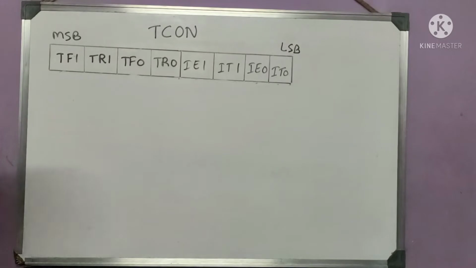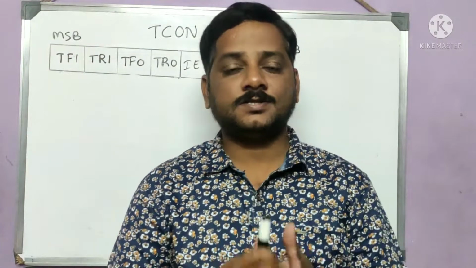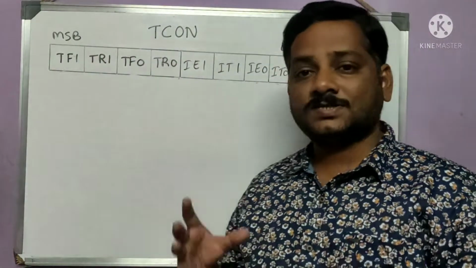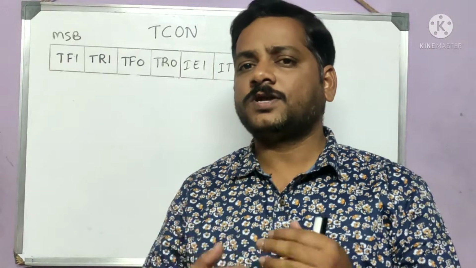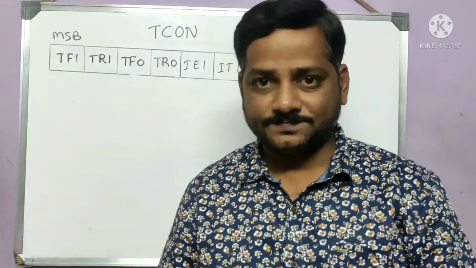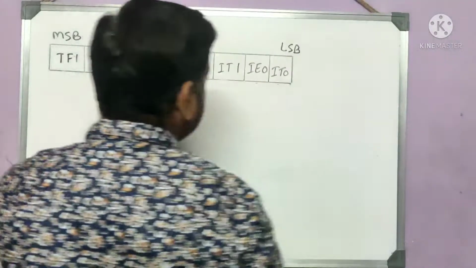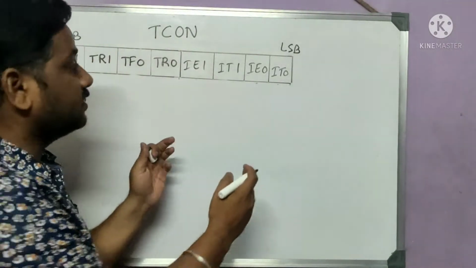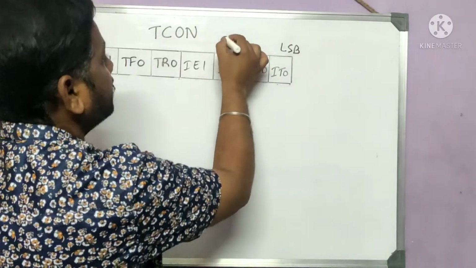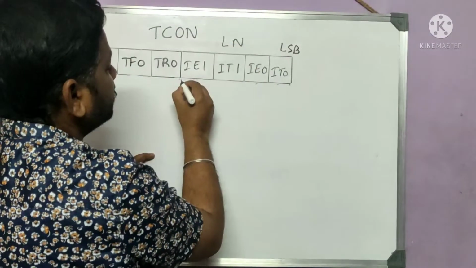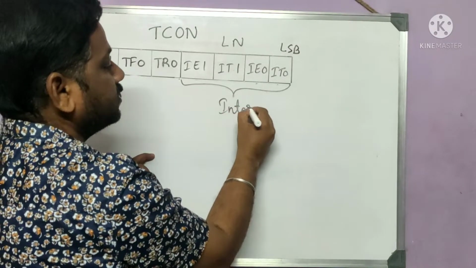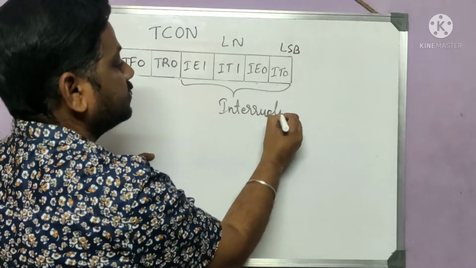So here we can see the TCON register. It's nothing but the timer control register. So here we have control over the timers. Means we can start the timer and also we can switch off the timer. So this is also an 8-bit register. As I have mentioned here, you can see the first 4 bits, that is the lower nibble. These first 4 bits are reserved for interrupts. So these are going to affect with respect to the interrupts.